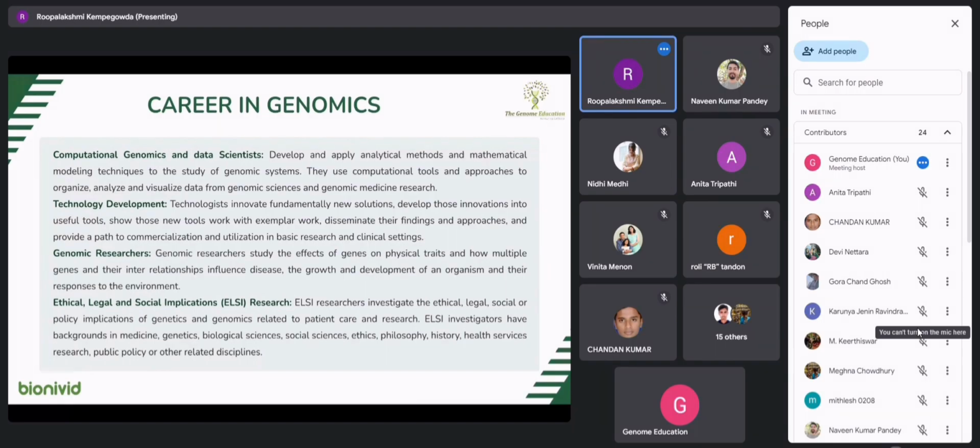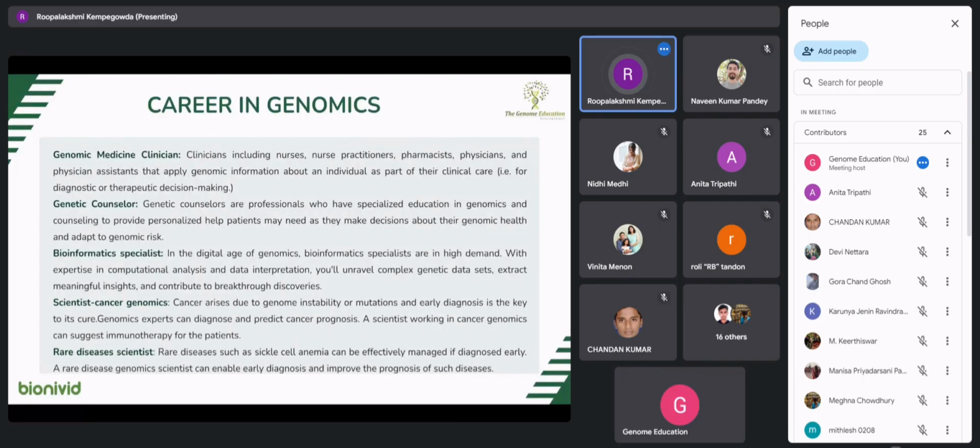Then genomic medicine clinicians. For clinicians like nurse practitioners, pharmacists or physicians, people specialized in genomics can explain the results to them. Based on that, even a doctor can decide, for example, with a gut microbe: if you sequence a gut microbe, we can see the population of your good microbes and the bad microbes, and even what antibiotics and what dosage should be recommended.